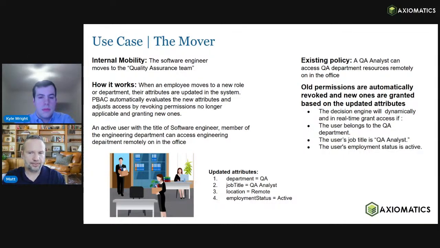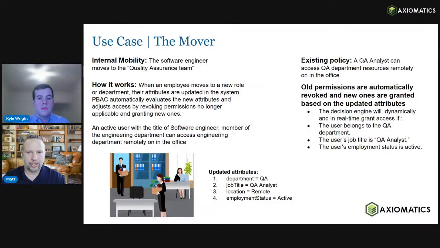So as soon as that happens, in this case, rather than their department being engineering at this point, now they're within the QA department. Their job title has switched from software engineer over to a QA analyst. They're actually now a remote employee rather than an on-site employee, but of course they're still an active employee.